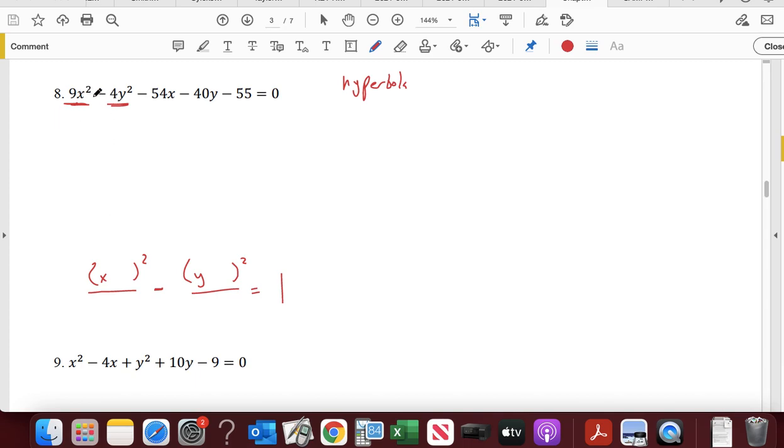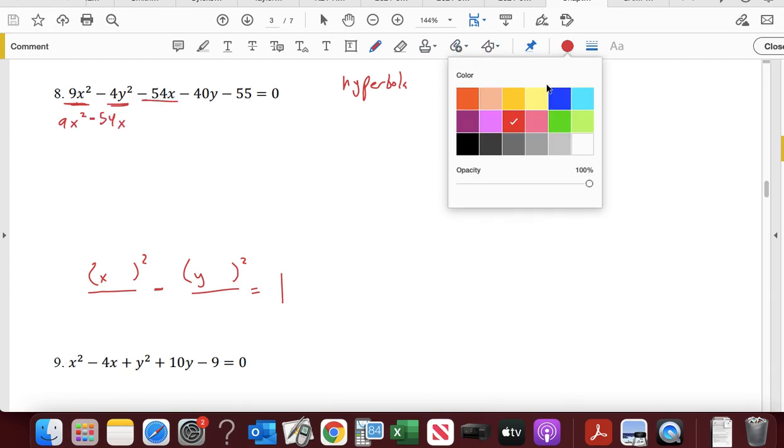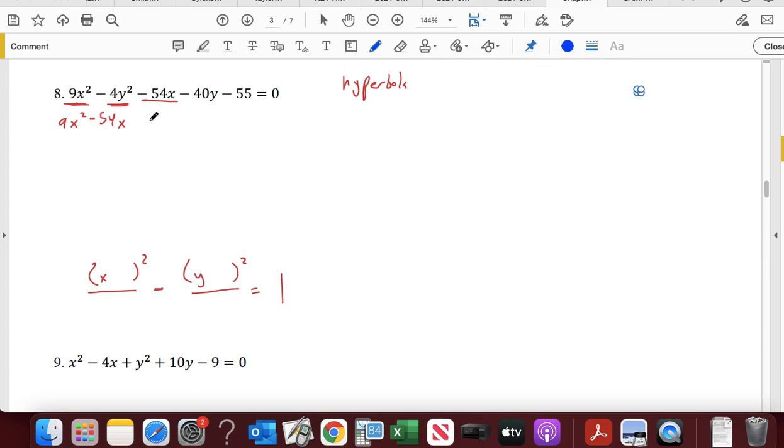All right, here we go. First thing we do, group our x's first. So 9x squared minus 54x. Then we've got minus 4y squared minus 40y. That's written second. We can go ahead and add the 55 over to the right side too. So we say equals 55. Those cancel when you add 55 to each side.